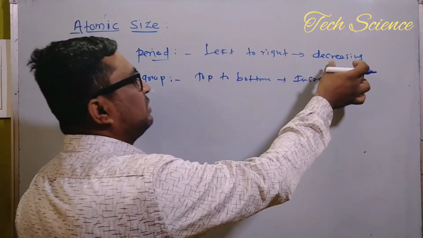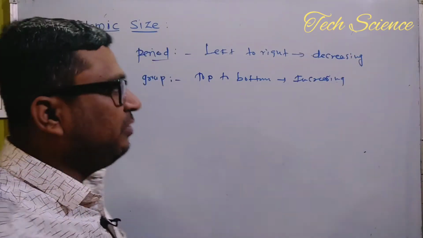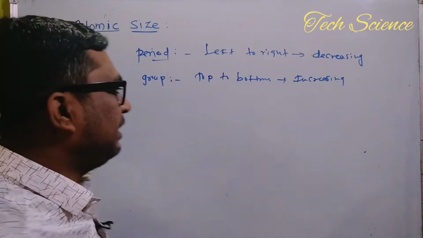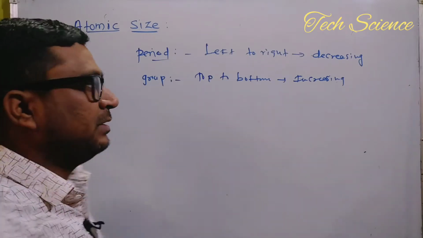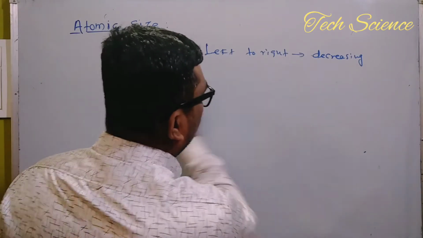So today we have to prove these two things. First, why the atomic size goes on decreasing when you are moving from left to right in a period, and second, why in a group, when you are moving from top to bottom, the atomic size goes on increasing. Now let us consider the first thing.